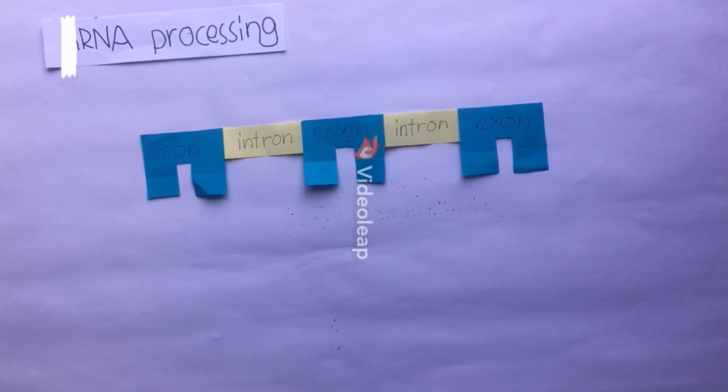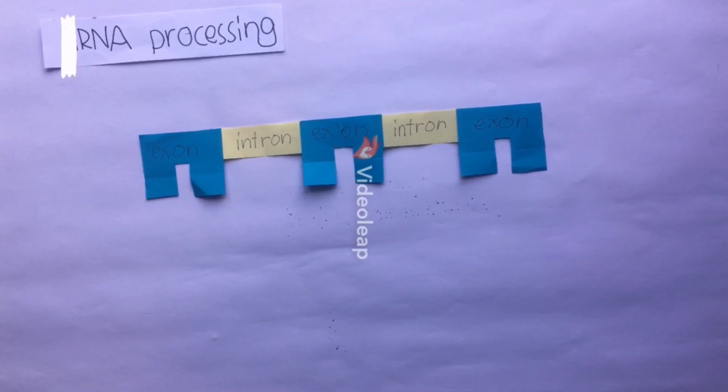Eukaryotic mRNA is called primary messenger RNA or pre-mRNA. It must undergo modification or RNA processing to produce a functional mRNA before it exits the nucleus.